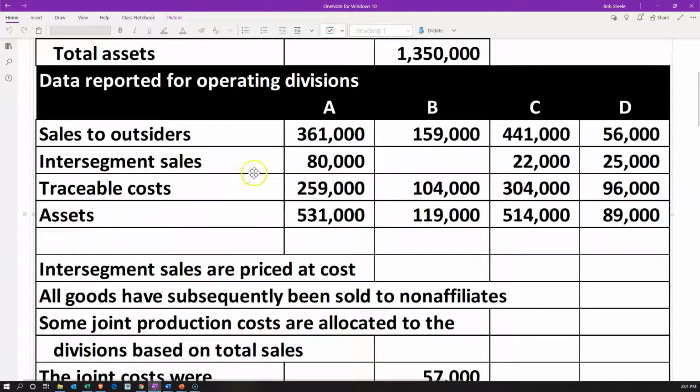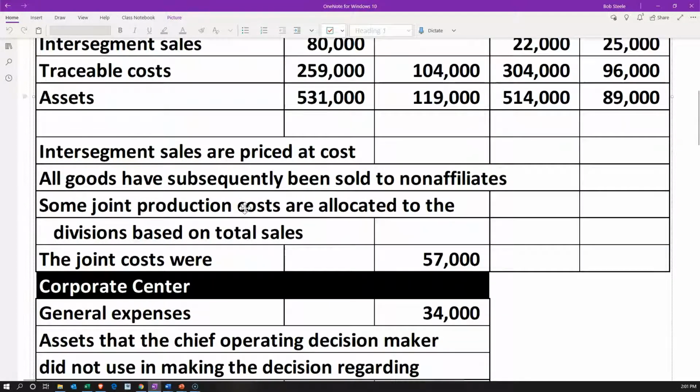So we have the sales to outsiders for A, B, C, and D. Intersegment sales for A, B, C, and D. And then the traceable costs, and then the total, and then the assets for A, B, C, and D. So this is going to be the balance sheet side of it. Then we have the intersegment sales are priced at cost. So when there's sales to different segments, they are priced at cost. Therefore, we don't have to eliminate gains and losses on the intersegment sales. All goods have subsequently been sold to non-affiliates.